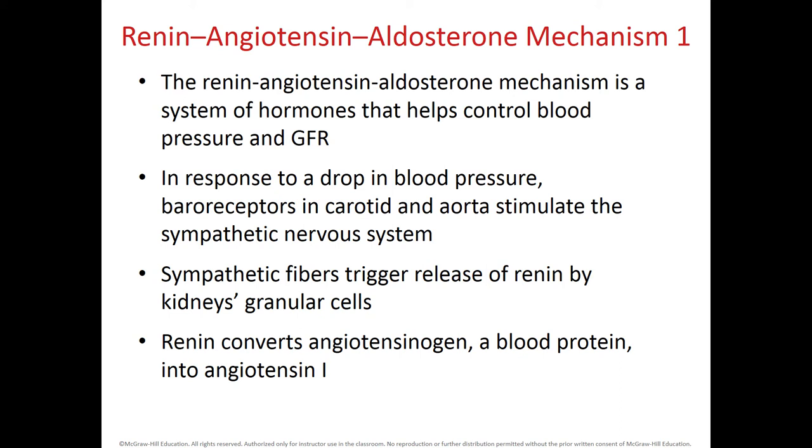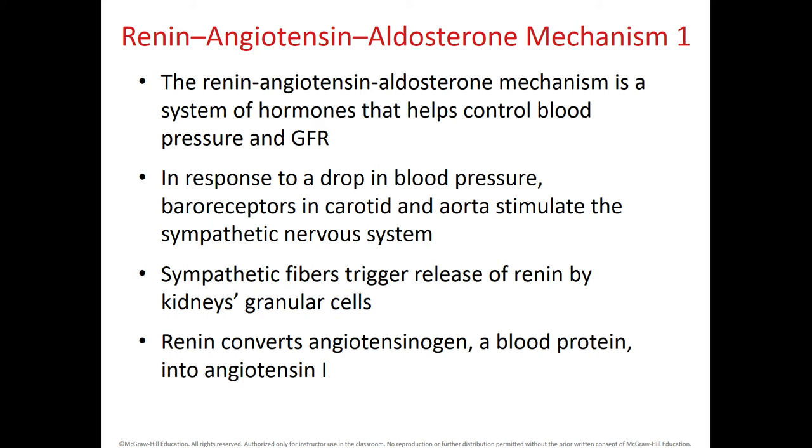Now for the renin angiotensin aldosterone mechanism or system. The renin angiotensin aldosterone mechanism is a system of hormones that helps to control the blood pressure and the glomerular filtration rate. This system gets activated when someone has hypotension or a drop in the blood pressure. We will have these baroreceptors in the carotid arteries and the aorta. Remember the carotid bodies and the aortic bodies that will stimulate the sympathetic nervous system. When the sympathetic nervous system gets activated, they will trigger the release of renin by the kidney's juxtaglomerular cells that are also known as granular cells.